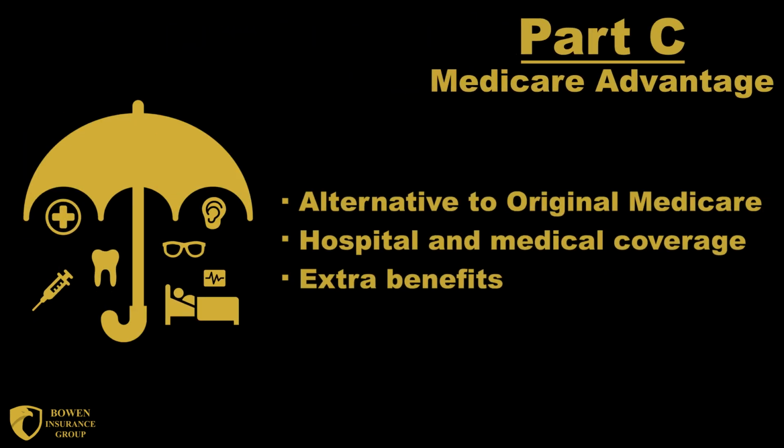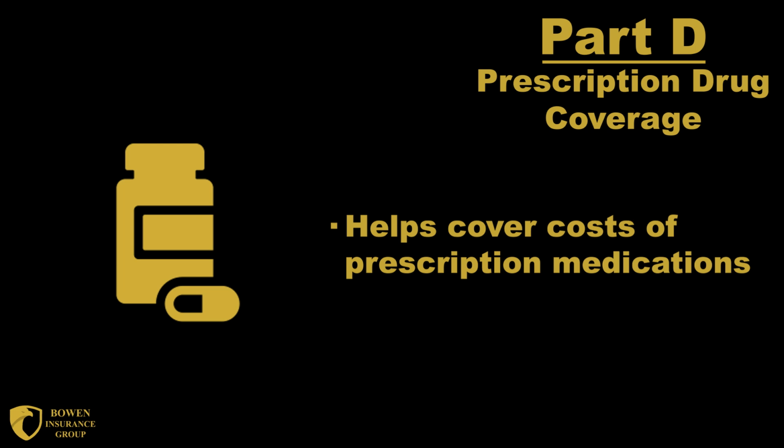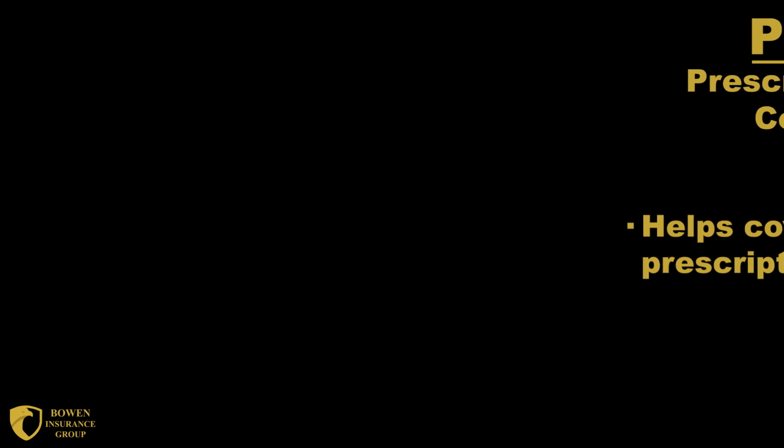Part C refers to Medicare Advantage. This is an alternative to original Medicare Parts A and B. It includes coverage for both hospital and medical coverage, often with extra benefits, like vision, dental, and prescription drug coverage. Part D is specifically for prescription drug coverage. It helps cover the costs of prescription medications.